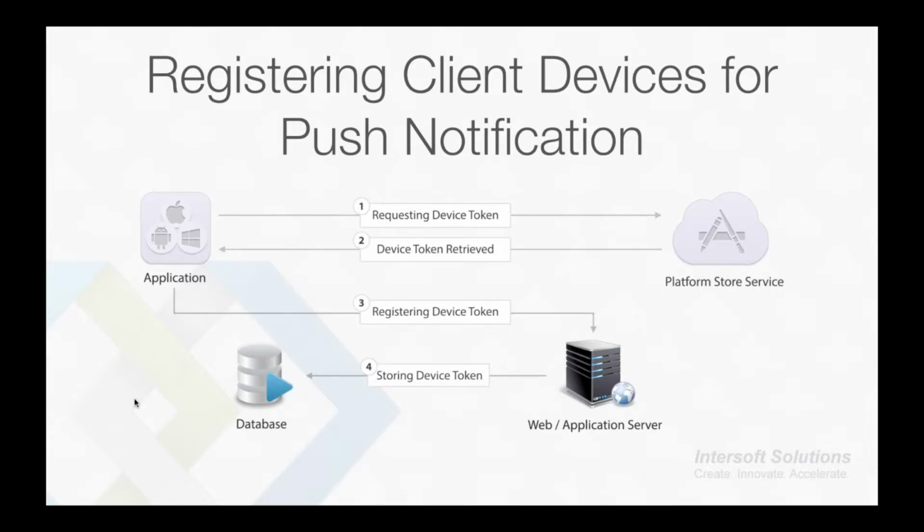Let me explain the process when the client devices register for push notification. When the application starts, it requests a device token to the Platform Store service. This means App Store on the iOS, Play Store on the Android, and Microsoft Store on the Windows Phone. The Platform Store service will then send back a token to the device. The application will then send the device token to the Web API server. The Web API server will then save the device token to the database for easy maintenance.